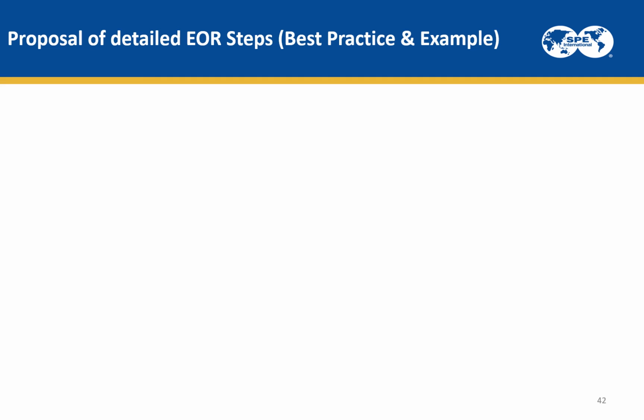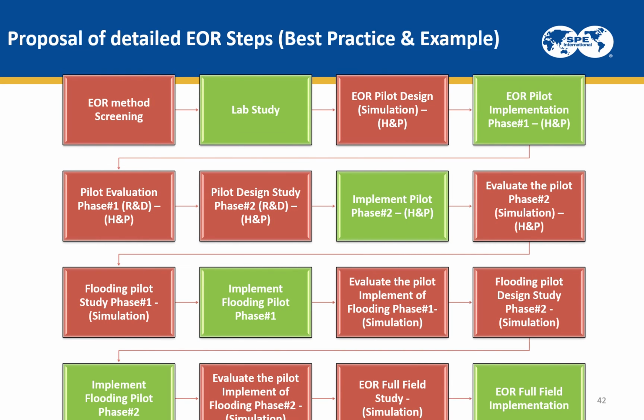And now in this slide, we'll talk about a proposal for detailed EOR steps, the best practice and example for an EOR method. So it starts from screening, laboratory study, then EOR pilot designing. First, you can start with huff and puff, not with flooding. This huff and puff needs to be implemented. Then evaluation for phase 1 of huff and puff, and after evaluation, we can go for the second phase of huff and puff, implement the second phase, and evaluate the second phase.